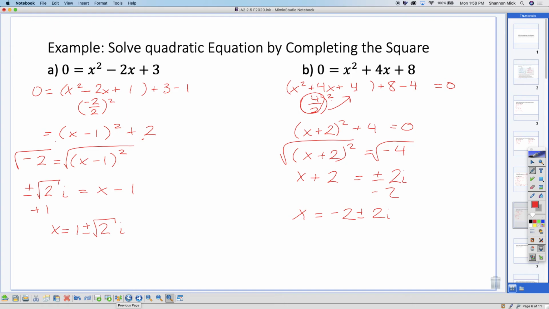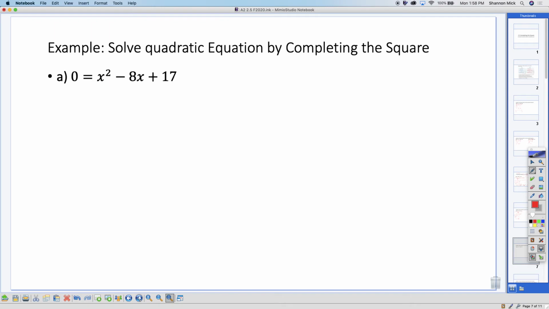Negative 2 also negative 2i. Okay, so I basically got that. Okay, so we're going to make this fractions. No. We are not. Don't do it.